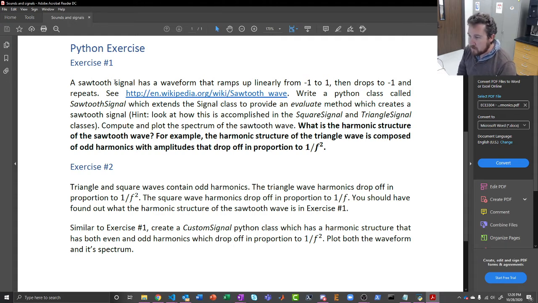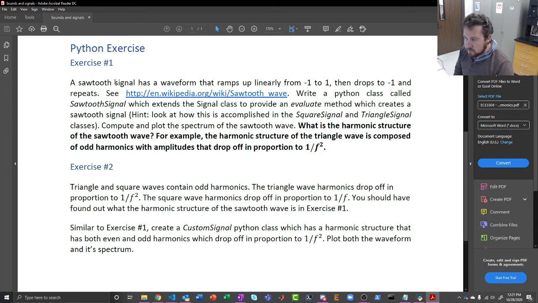So you're going to write a new Python class called SawtoothSignal, which extends the Signal class in the same way that CosSignal does, and SinSignal does, and TriangleSignal does, and SquareSignal does. You're going to make one called SawtoothSignal that extends the Signal class and creates a sawtooth wave. And then compute and plot the spectrum of that sawtooth wave. And then how can you describe its harmonic structure? For example, we already talked about the triangle wave has odd harmonics that drop off in proportion to 1 over f squared. What is the description of the harmonic structure for the sawtooth wave?